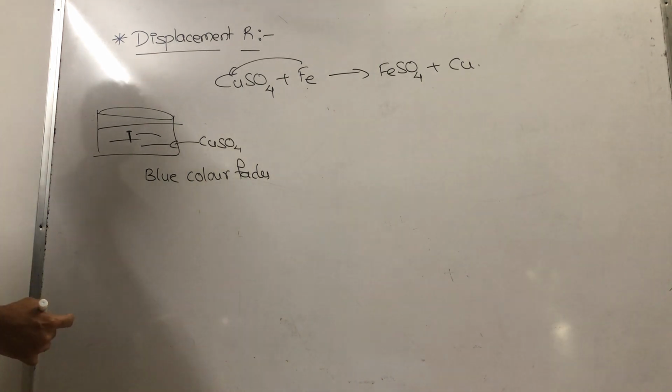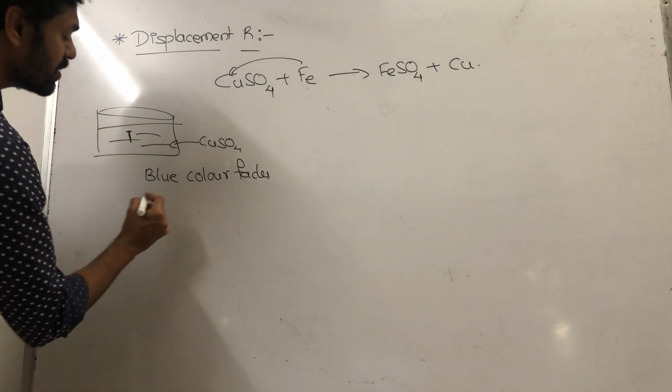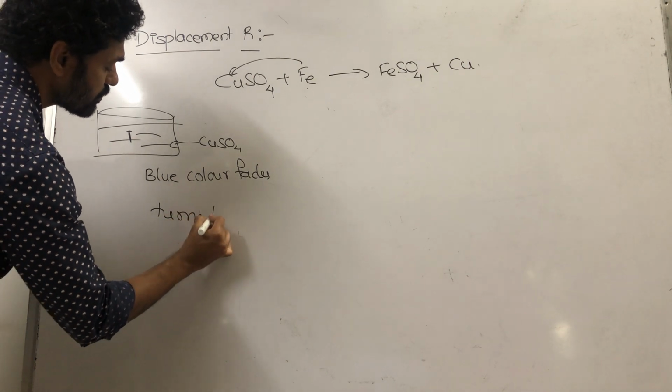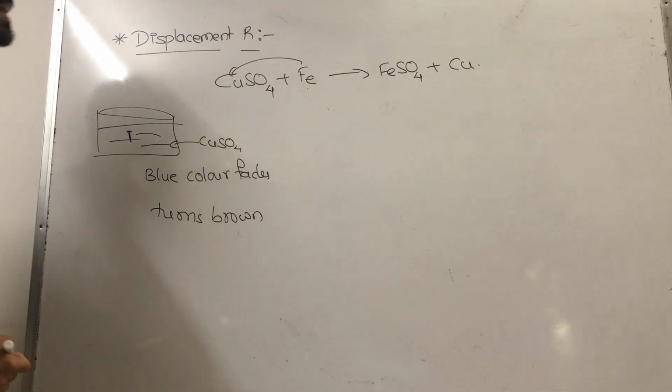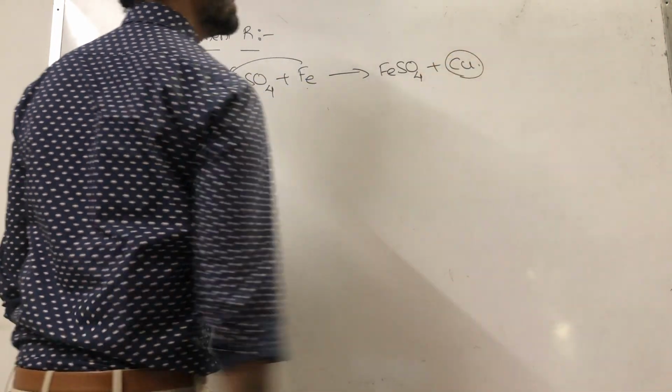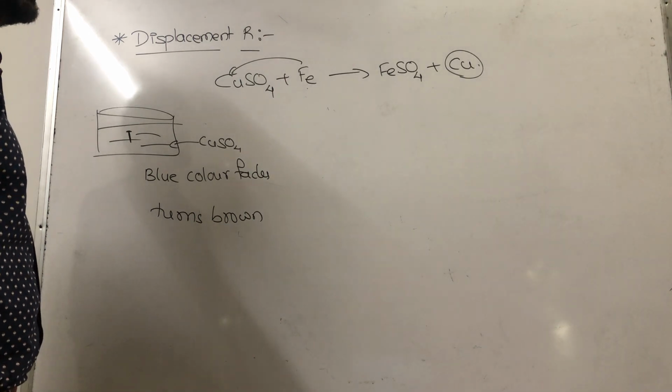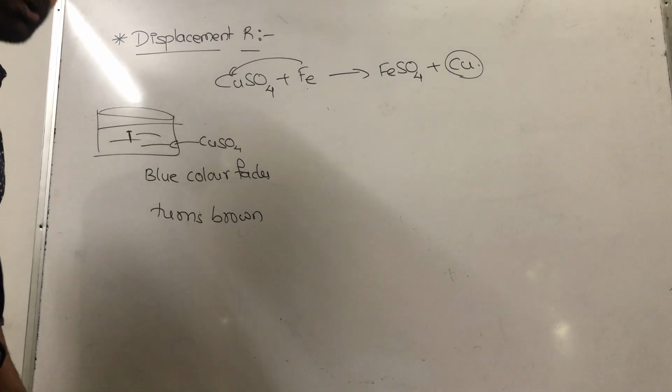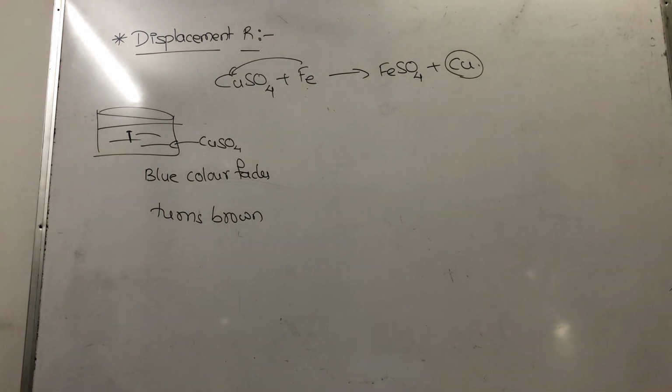Moreover, what you will notice, the iron nail turns brown. Now why does the iron nail turn brown? Because during this reaction, this copper which is obtained gets deposited on the iron nail. And we know copper is brownish in color. Now when the copper gets deposited on the iron nail, it will turn brown. So this was your displacement reaction.